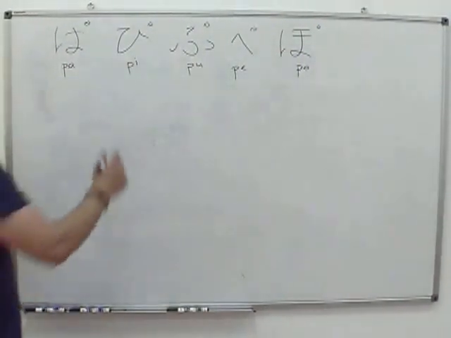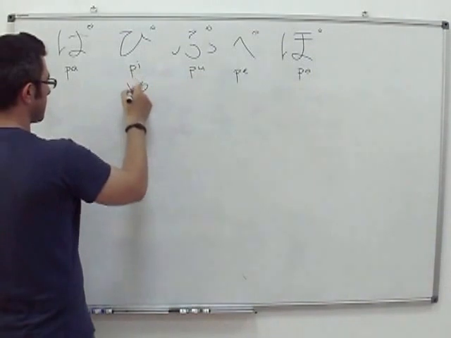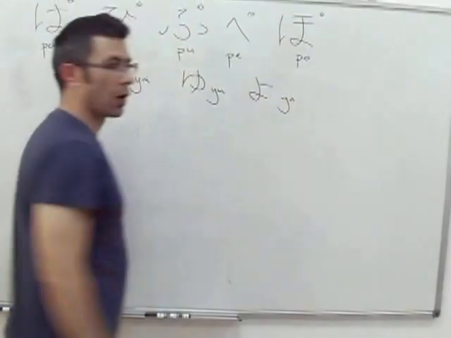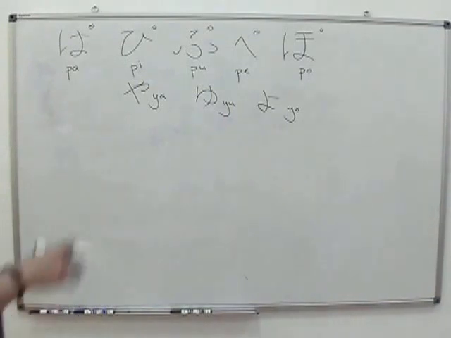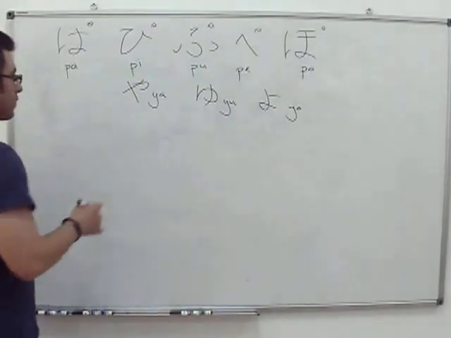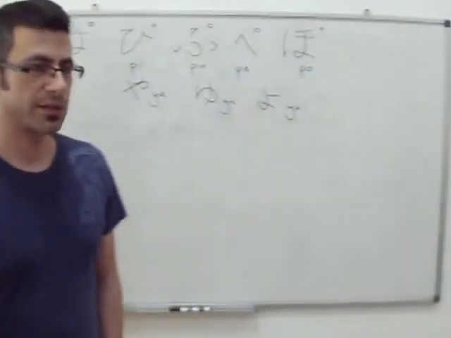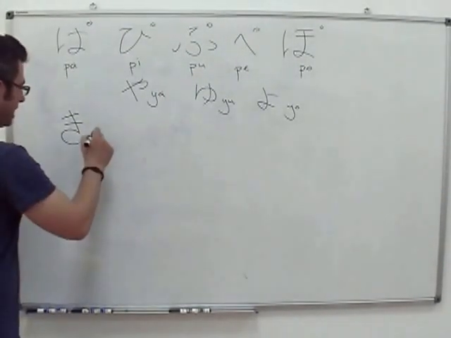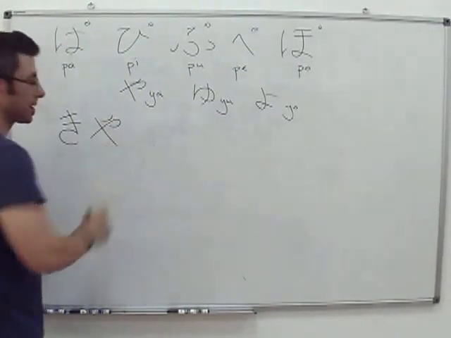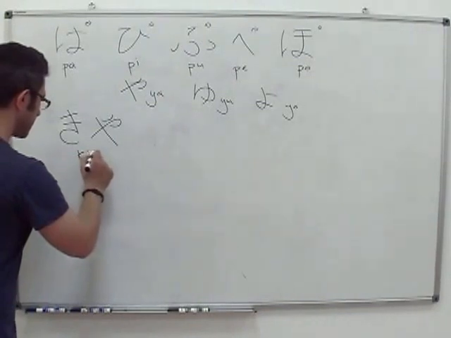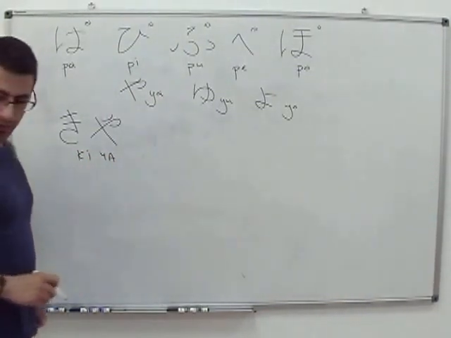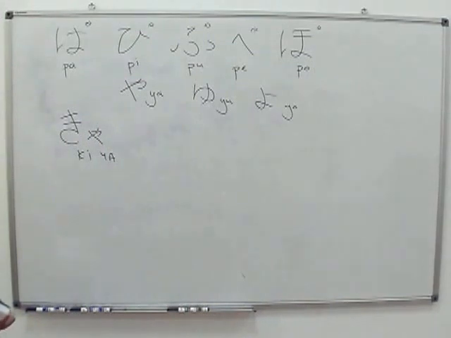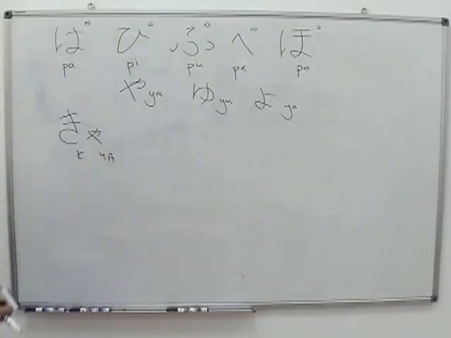And I taught before ya, yu, and yo. When we are using this small one with the alphabet with the E sounds, for example, this is ki. If I write ya the same big size, then it is ki-a. But I want to teach that when I write this ya smaller, then the sound is kya.